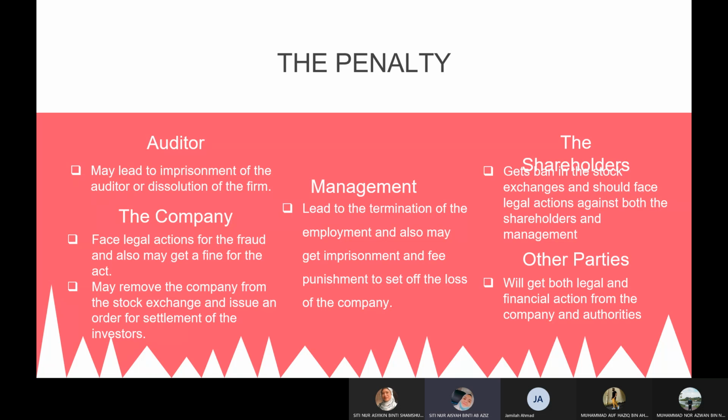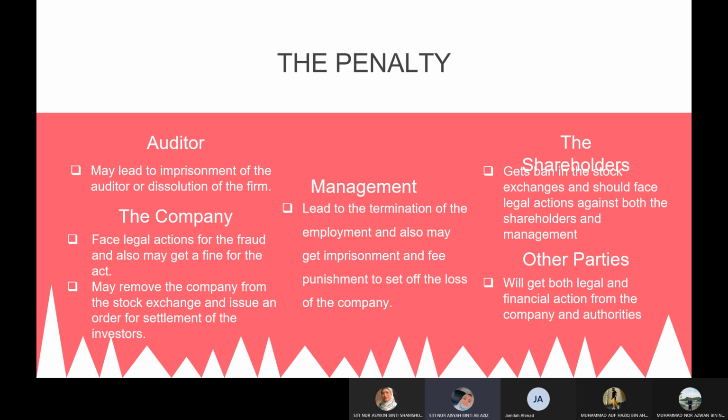And for the company, all of the directors of the company will face legal action for the fraud, and may also get a fine for the act. And the Securities Exchange Commission may also remove the company from the stock exchange and issue an order for settlement of the investors. And for the management, if they do the accounting fraud, it will lead to termination of employment and may also get imprisonment and a fine to set off the loss of the company.